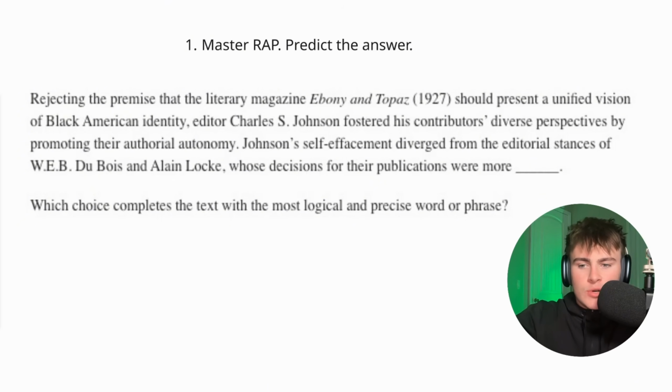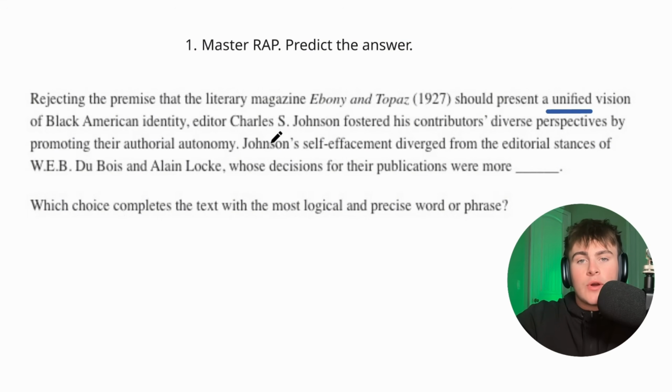It says, rejecting the premise that this magazine should present a unified vision of Black American identity. Okay, stop here. So this guy rejected unification. He rejected unity. This guy, Johnson, fostered his contributors' diverse perspectives by promoting their authorial autonomy. Stop here. So this Charles guy said that he does not want to present a unified vision. He does not want just one vision. He wants to foster diverse perspectives by promoting their authorial autonomy.